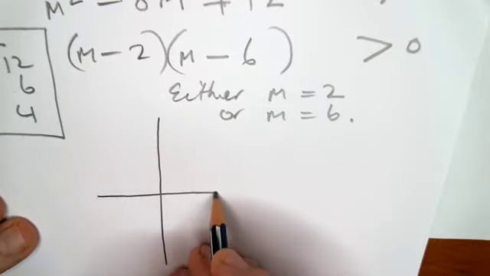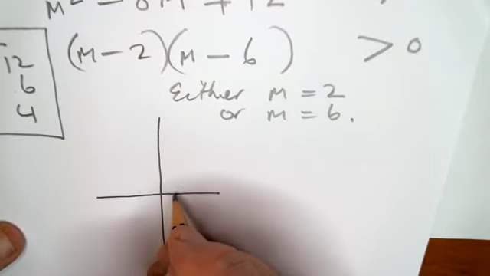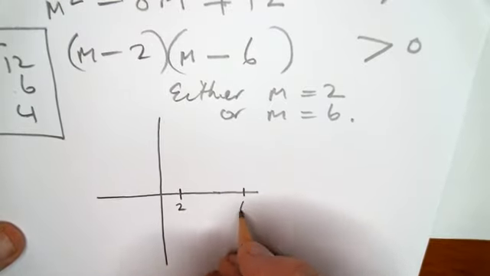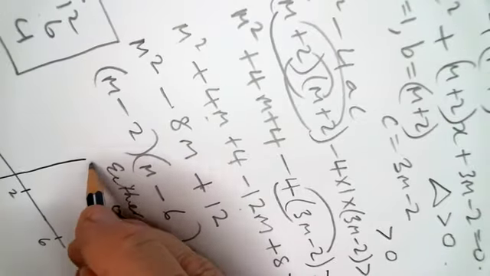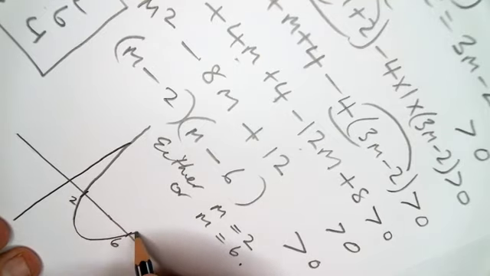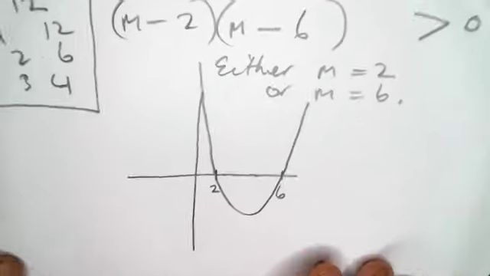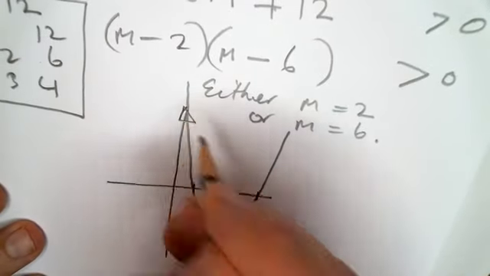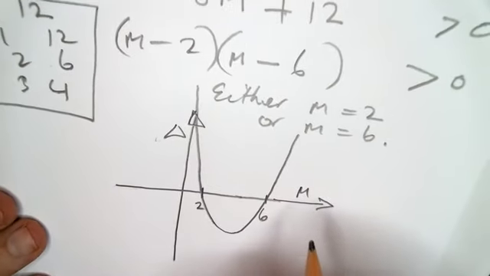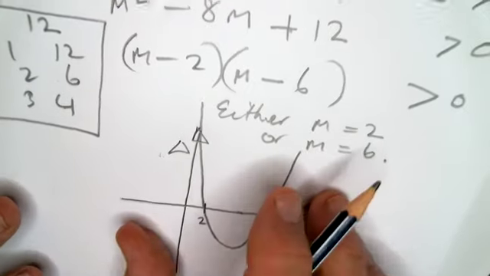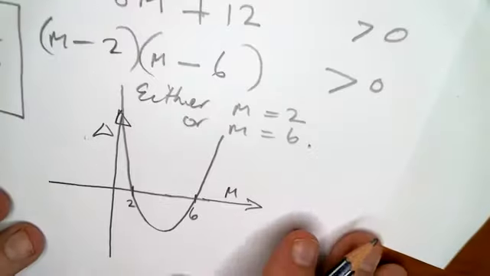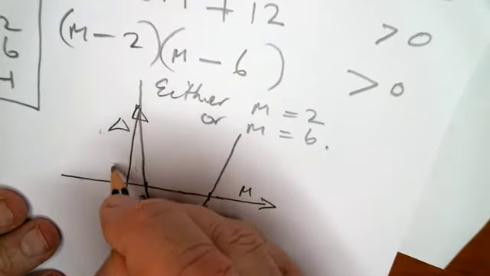Here is my graph, and here's my 2, and my 6 is over here. The graph is going to look like this. I'm going to try and draw as best I can. It's going to go down here, head round, and head back up like this. Now this axis is going to be my discriminant, and this is my m axis. We want the values where the discriminant is greater than 0.